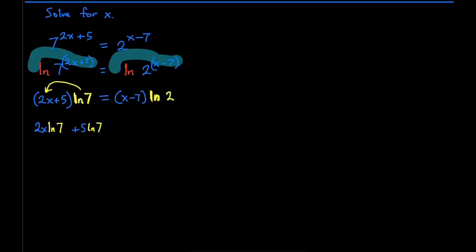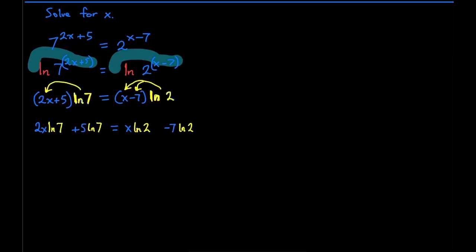But as far as writing it, we can just keep it simple. If we write it neatly, we can keep it like this. Here, the ln 2 also gets distributed to both of these terms. You have the x ln 2 minus 7 times the ln of 2.